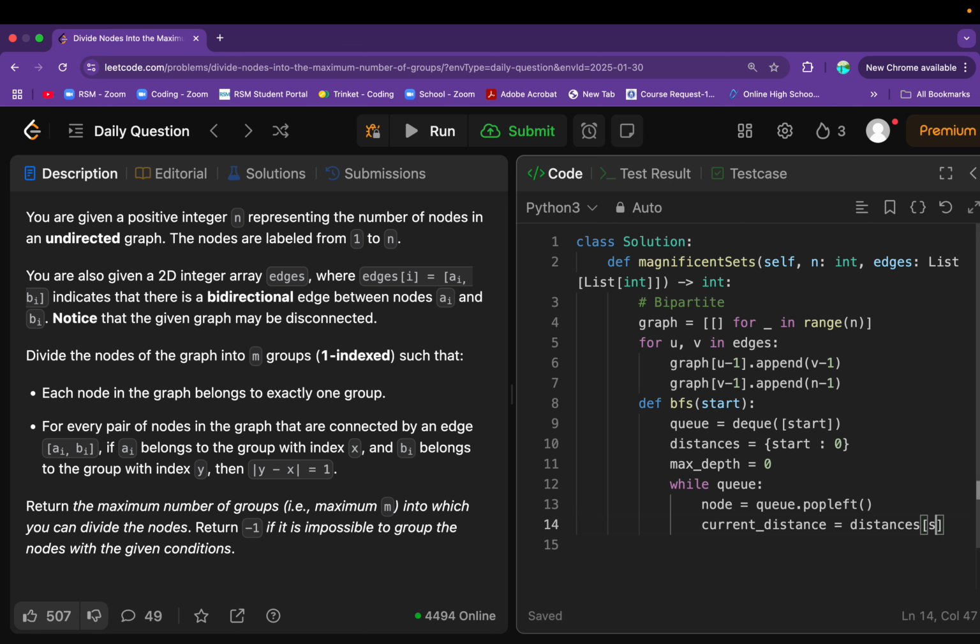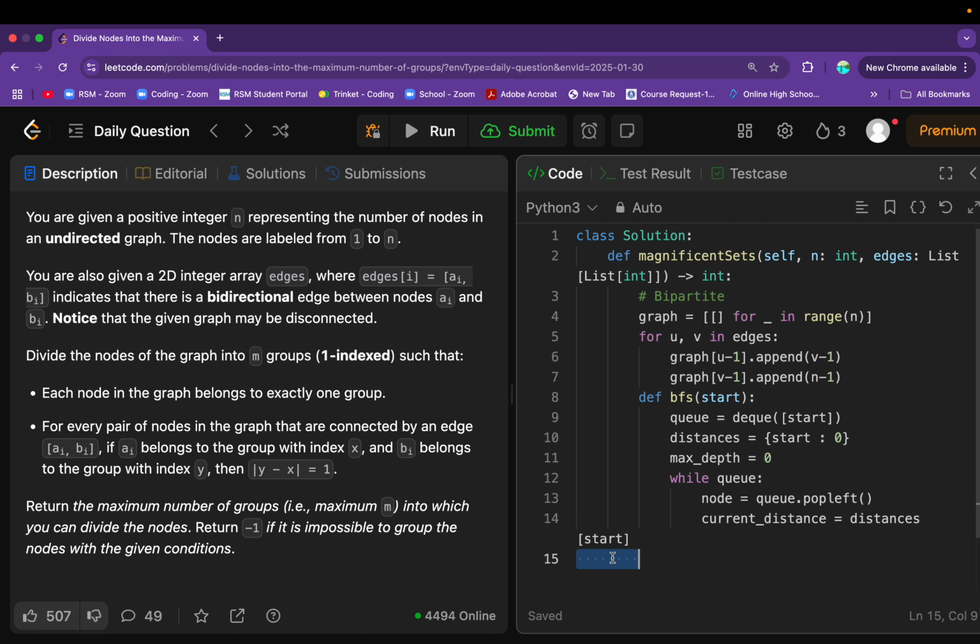And sorry, this should be start, not node. Sorry about that. Rather, I think node will actually be fine as well, right? Basically from the node, because distances at node tells us how far this node is away from the starting node, right? And the starting node is our parameter in this case.